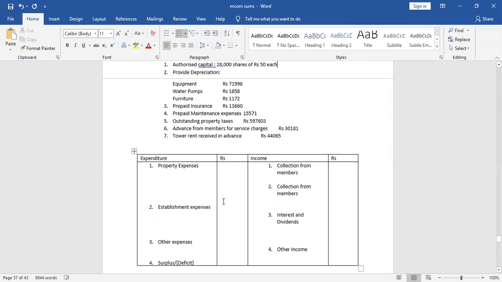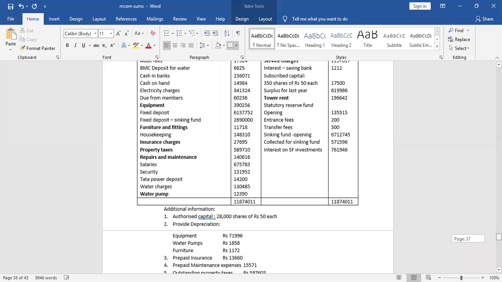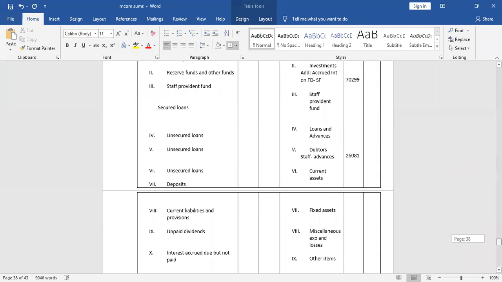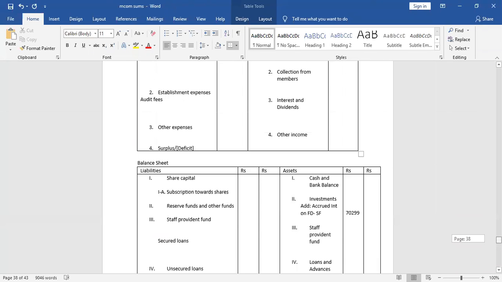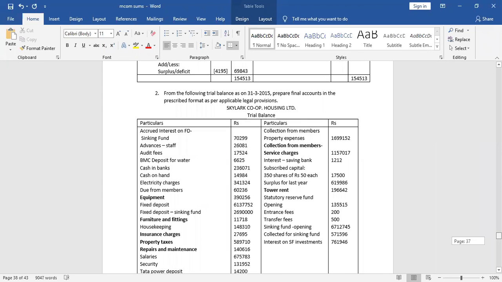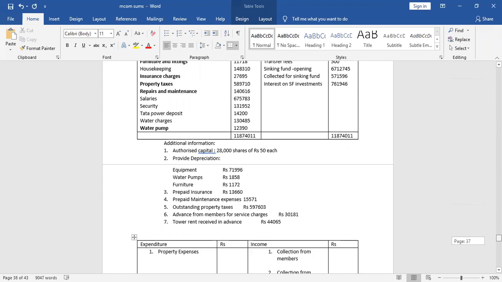Audit fees is establishment expense. Will show audit fees. What is the amount of audit fees? Let us see. There is no adjustment, so it is 17,524. We will write here 17,524. Then we have BMC deposit for water 6625.